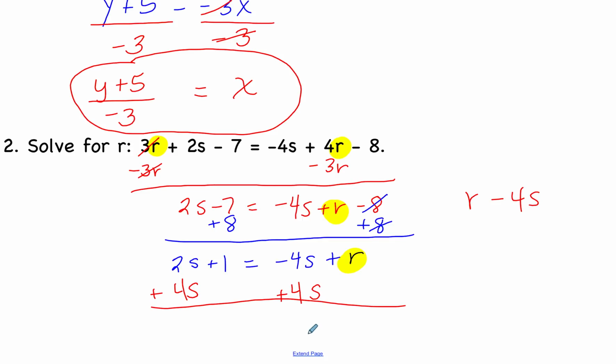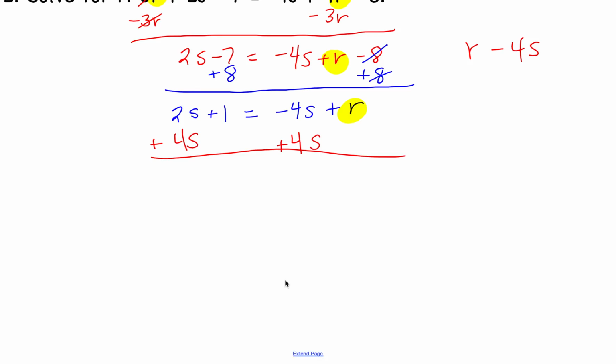Okay, and then we're going to go ahead, let me extend my page here so we have enough room to work here. So minus 4s and plus 4s add to 0, so our r comes down. Here's our equal sign. 2s plus 4s is 6s, and then we still have a plus 1. So this is our final answer, okay? So r is equal to this expression, 6s plus 1. So again, you're not going to get number answers. You're going to get answers that are still equations.